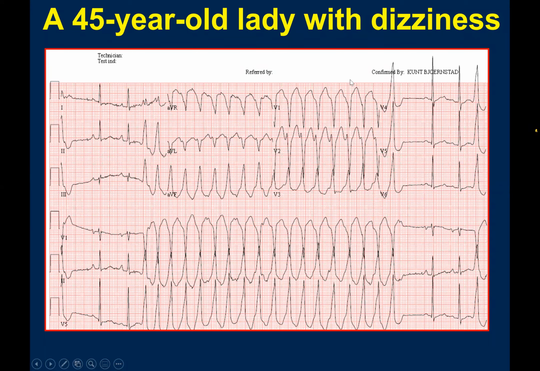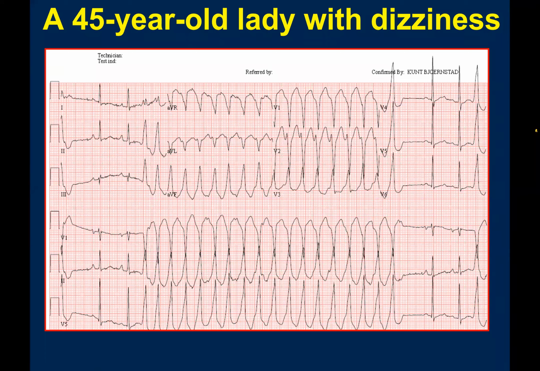And when it is left bundle, it means that the right ventricle is activated first. So the origin of this wide QRS complex tachycardia is coming from the right ventricle. If you have right bundle, it means that the left ventricle is activated first. So in this case, it's left bundle, so it's coming from the right ventricle. If you look at the inferior leads, they are positive, so it's coming from the base of the heart. So this is one of the common diagnoses we see, which is right ventricular outflow tract VT.